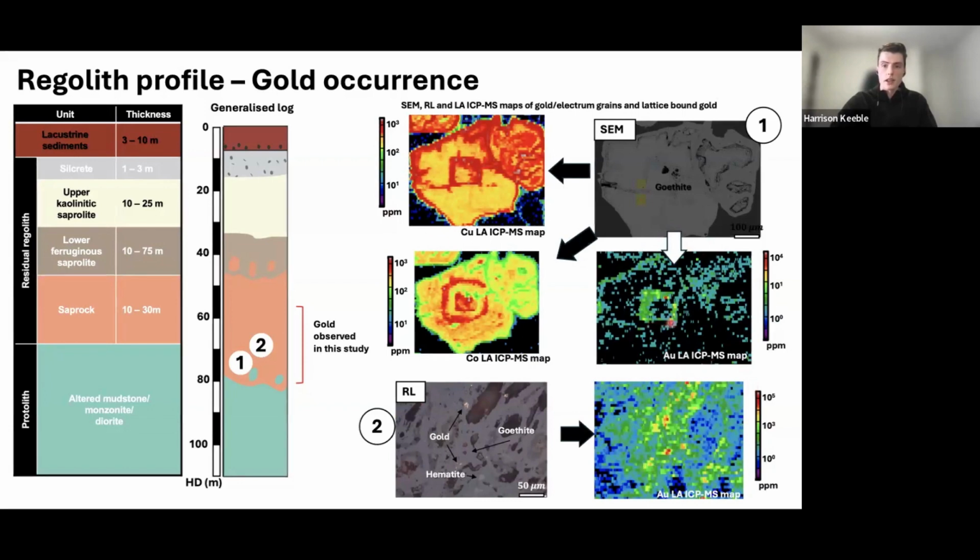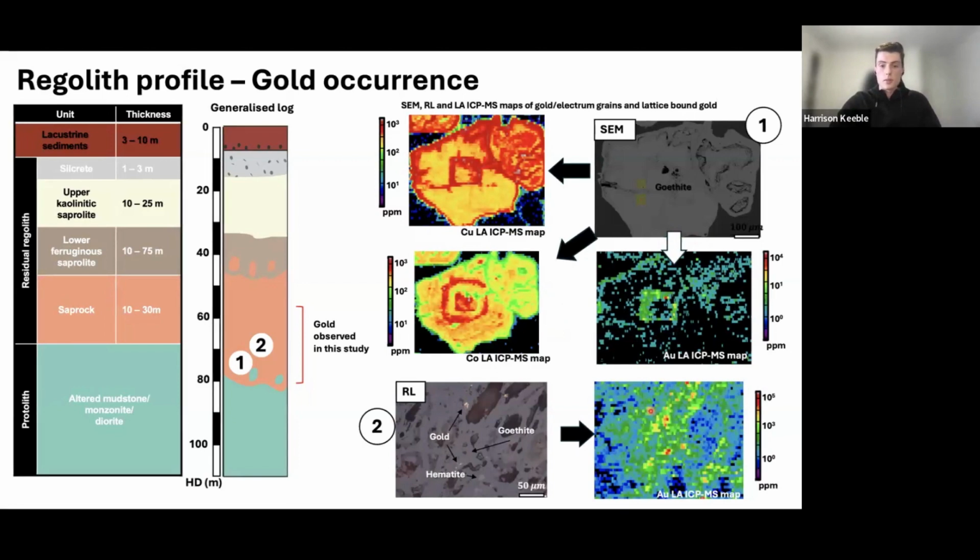You can see here the gold is associated with certain zones of growth within the goethite, which is mirrored here in the copper and cobalt maps. You can see the copper matches pretty much exactly with the gold locations, and the cobalt is revealing even more growth zones. But you can also see there's a significant amount of gold throughout the rest of the grain without following some of these other zones. So that's a very interesting formation.